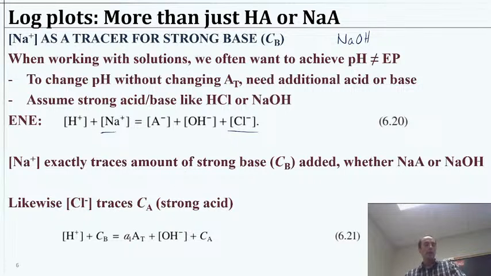Okay, with that, we can write an interesting equation here. We can say that the H plus plus some strong base, and right now we're just substituting the Na plus, is equal to the A minus, that's the alpha 1 times A total, plus OH minus, plus the strong acid that we've added, Cl minus.